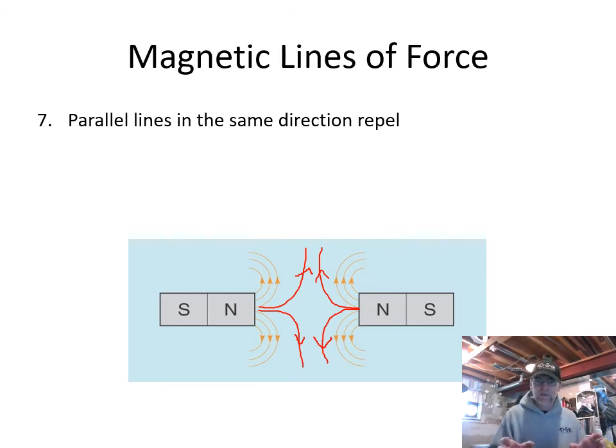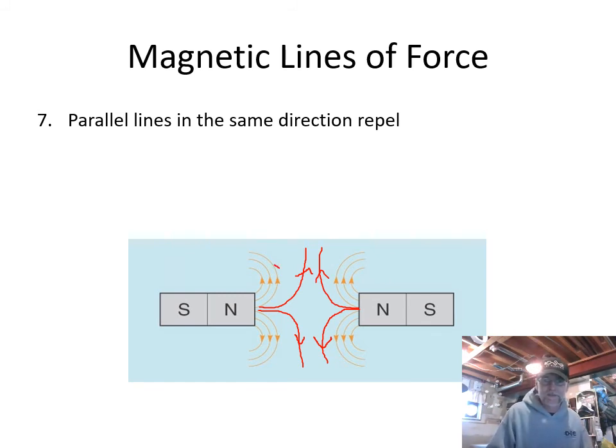The same would be true if we flip both magnets around and there were south poles facing each other. The lines of flux would be entering the south poles, but we would still have parallel lines in the same direction. Now, this is also the reason why lines of flux never intersect.